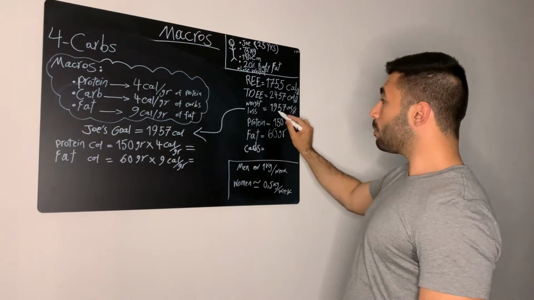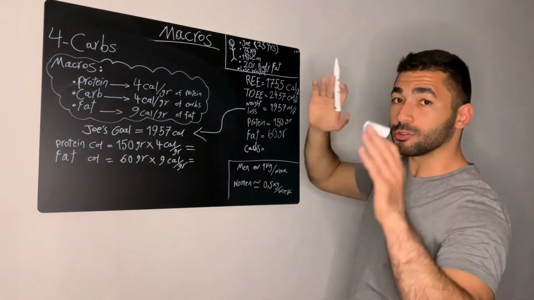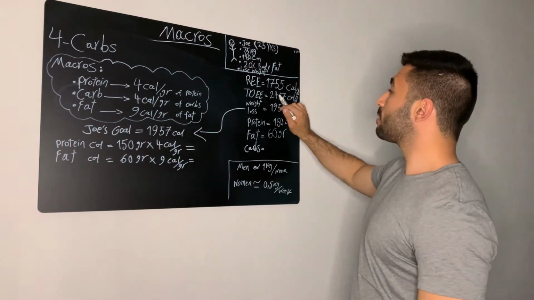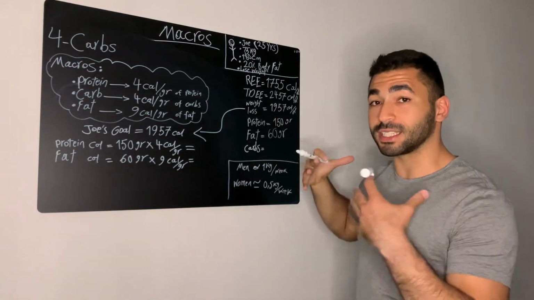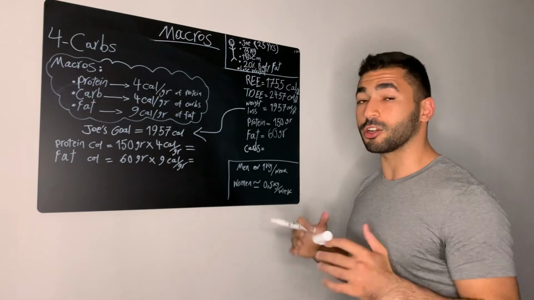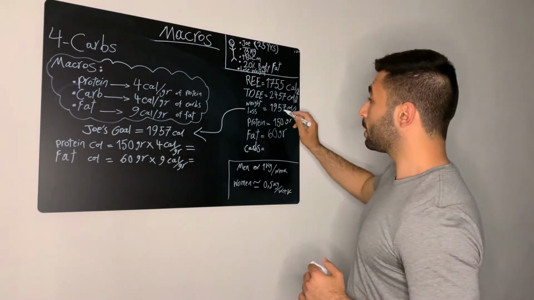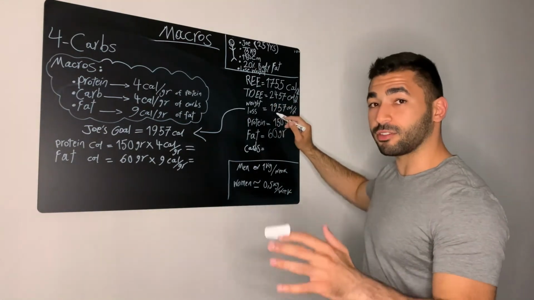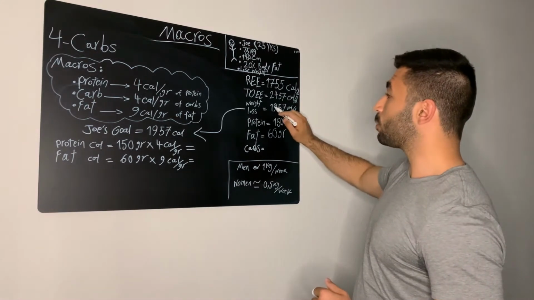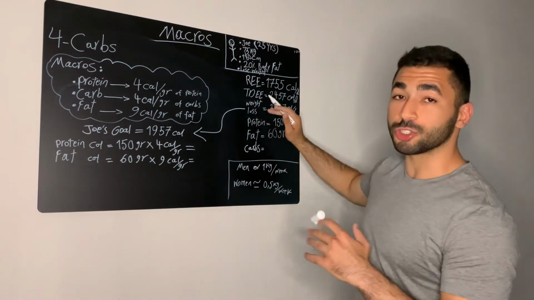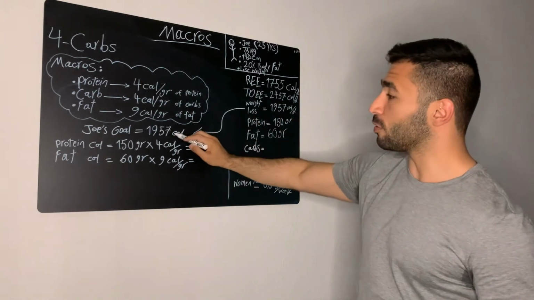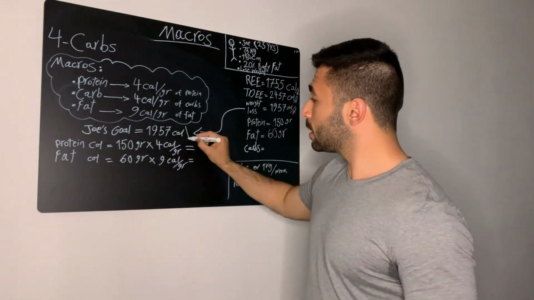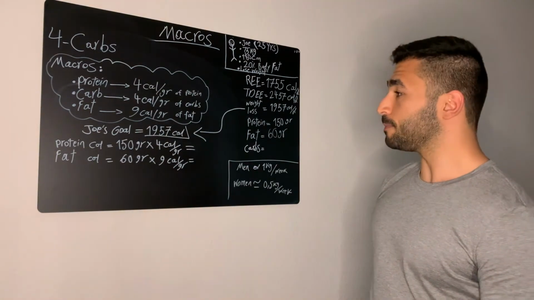You grab that number, which we had it again. 2,457 was our TDEE, based on our activity level, not REE, not our rest energy expenditure, but TDEE minus 500 calories. What we got is 1,957 because Joe wanted to lose weight. Now we bring that calorie per day, we put it over here. This is our goal, right?